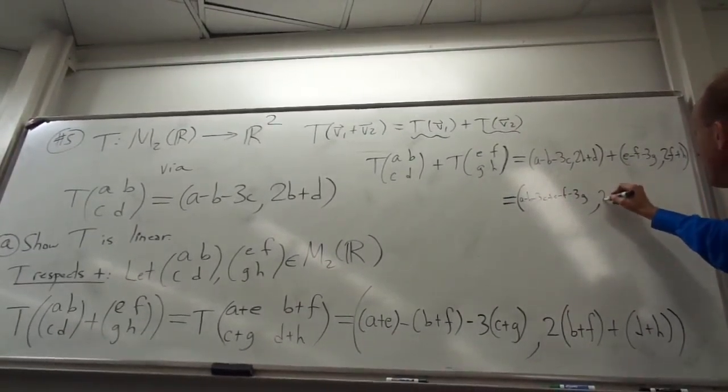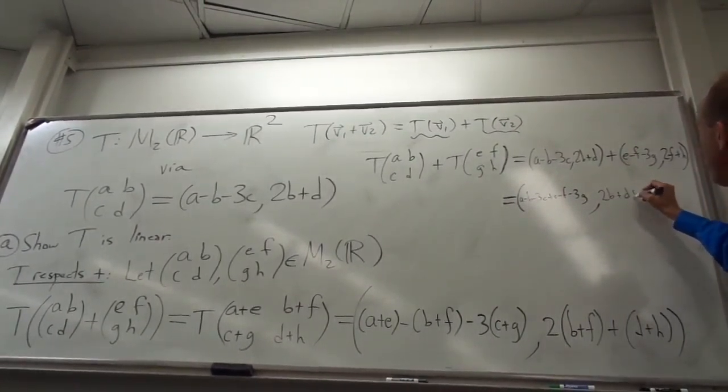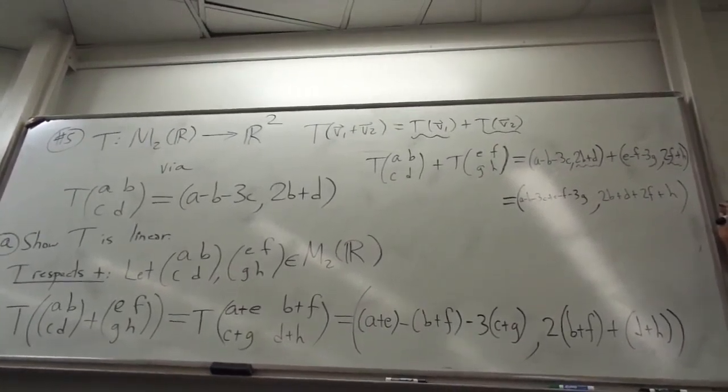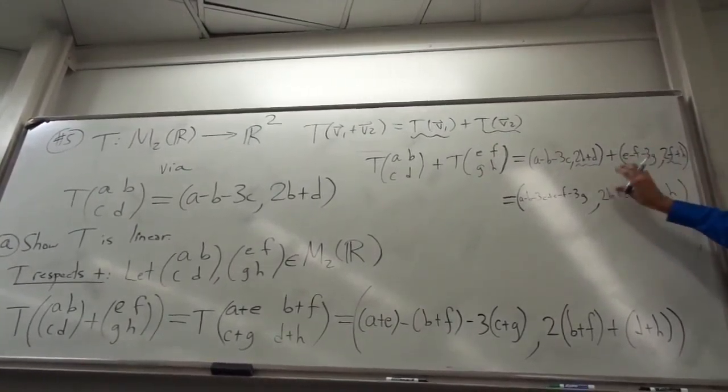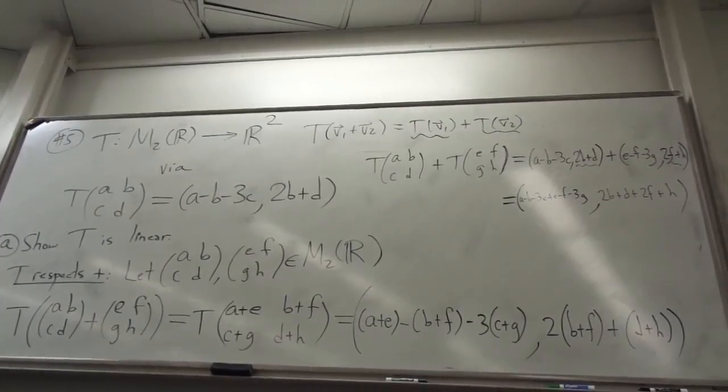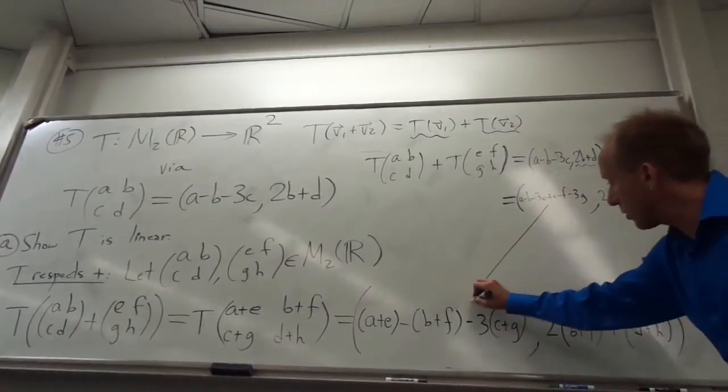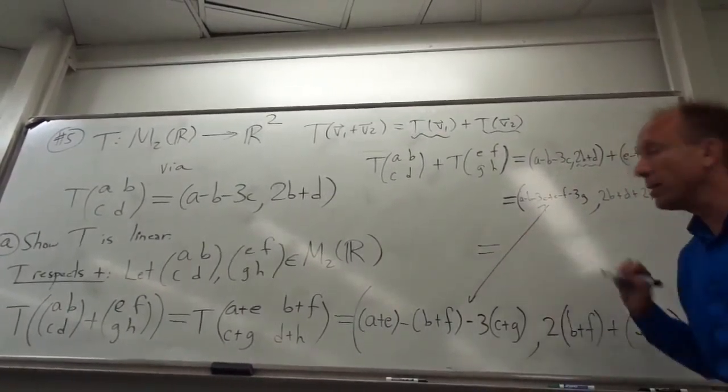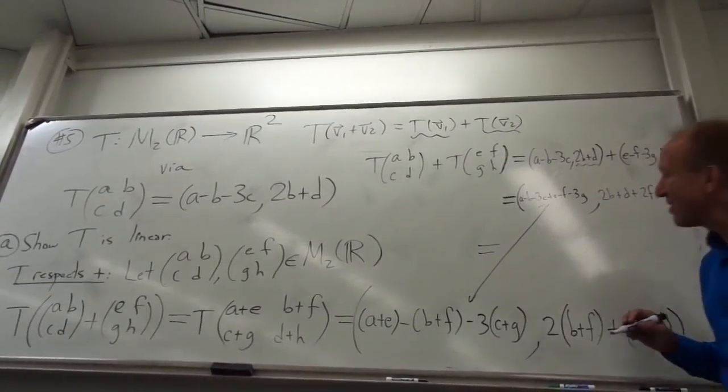The second entry is 2B plus D plus 2F plus H. You're just literally adding all that stuff to all that stuff. Slot by slot addition. And now you can look at that and look at what we had before and ask yourself if they are anywhere close to each other. They actually are. These are equal right here. They're just written in a different order, right?